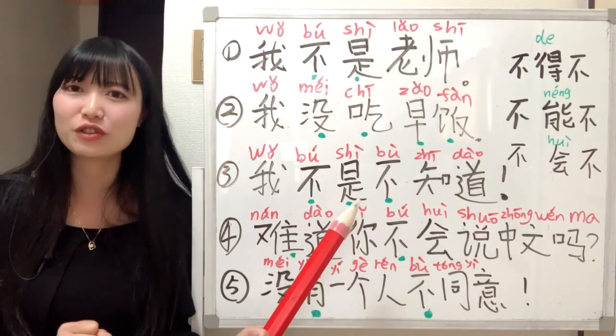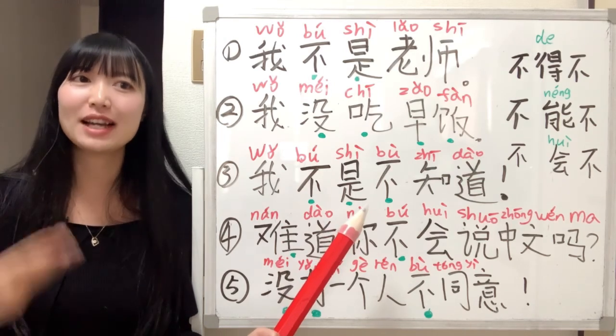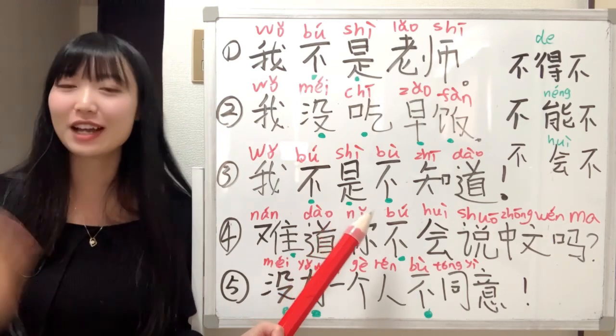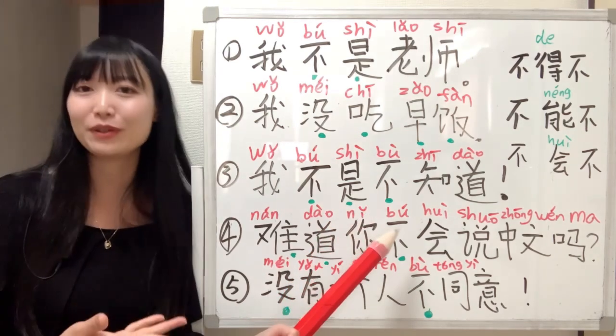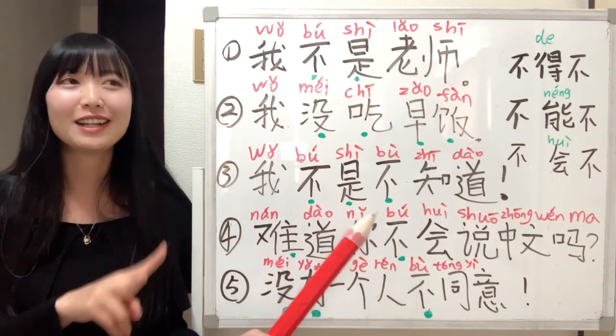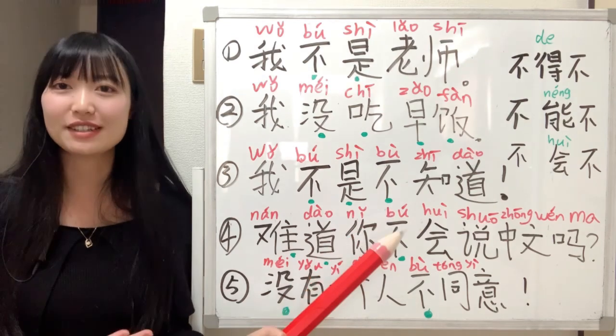Sometimes in English you also have a double negative. It's not because I don't know, which means I know. It's not I don't, right? So two negative words here, a double negative, and it means yes.